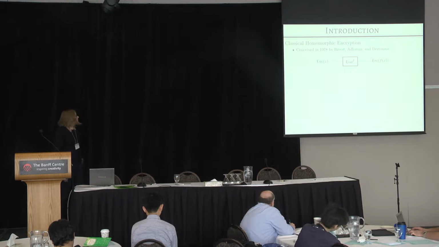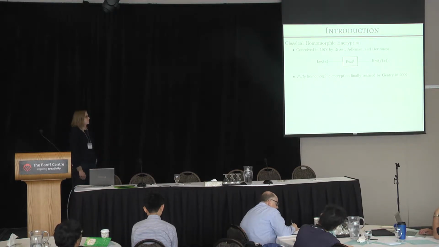And this was a very difficult problem, which was open for over 30 years, until 2009, when Craig Gentry gave the first classical fully homomorphic encryption scheme. So this was a scheme where one could encrypt any classical message, and then any function could be evaluated on the encrypted message. Since then, there have been a number of other fully homomorphic encryption schemes. And this is a very important result in classical cryptography.